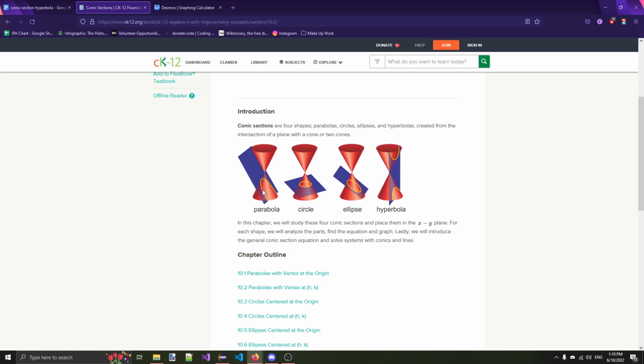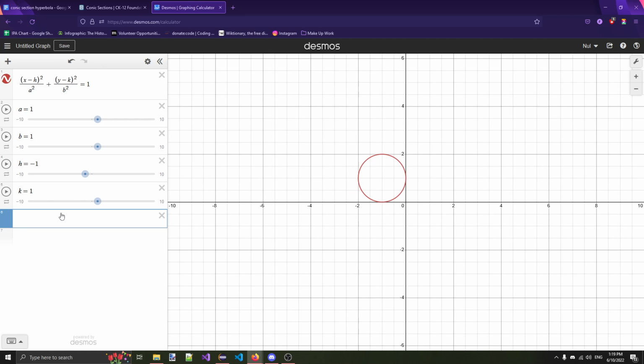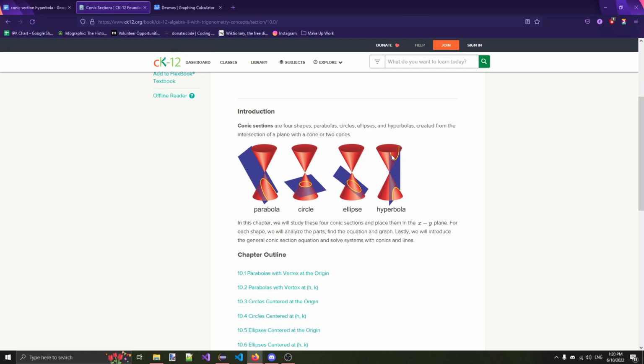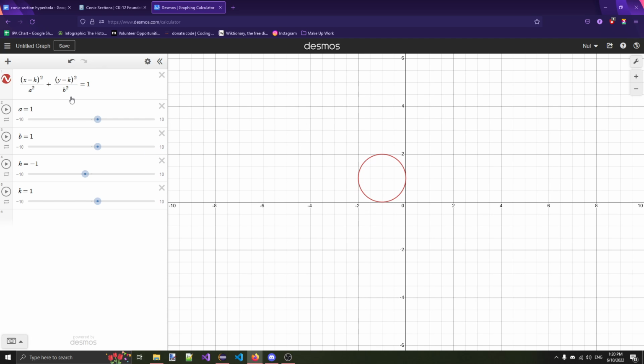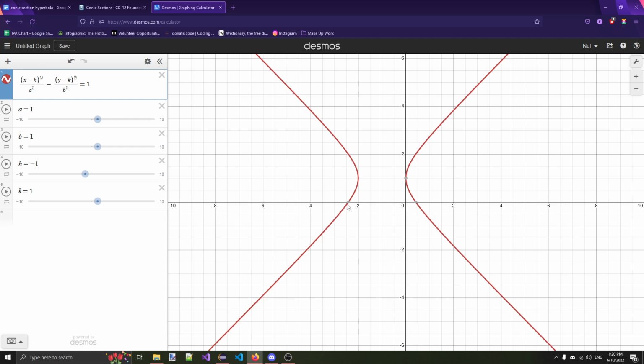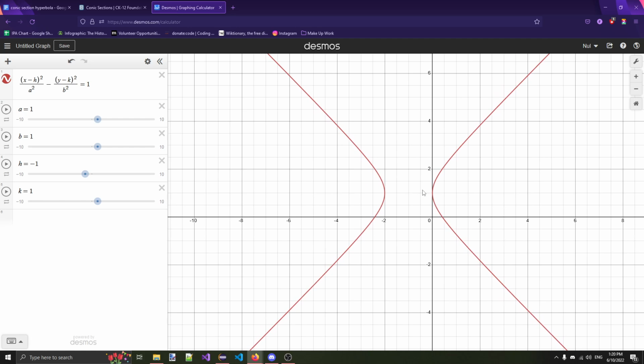Now a parabola, I think we all know the parabolic equation. That's not too hard. I'm not going to explain that one. I don't really know how it relates to conic sections, but that's beside the point. But a hyperbola, that's what we're going to be learning about today. Now, how do we get a hyperbola from this general conic section? Well, we change it from a plus to a minus. And then you have a hyperbola.